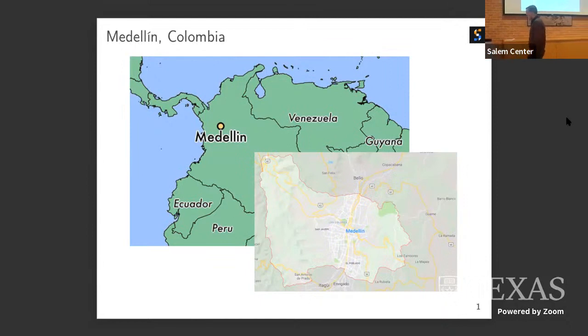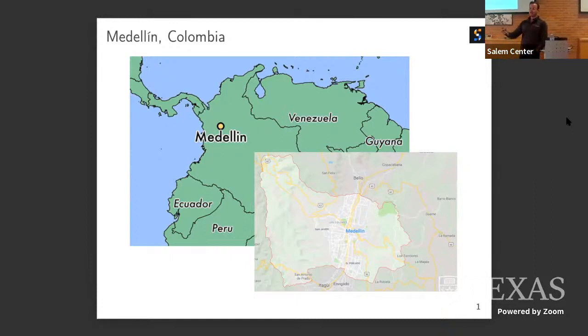Okay. So if we think about the city of Medellin, some of you might be familiar with Medellin from the Netflix show Narcos. Okay, it used to be the most violent city in the world. Currently, it has a population of about 2.5 million. And if you consider the broader metroplex, it's about 4 million.